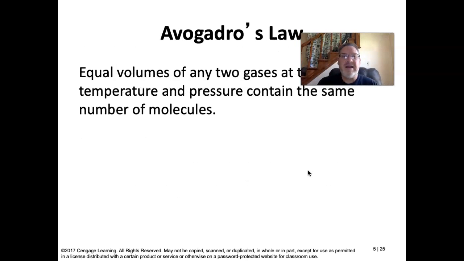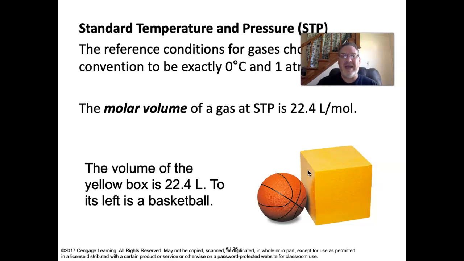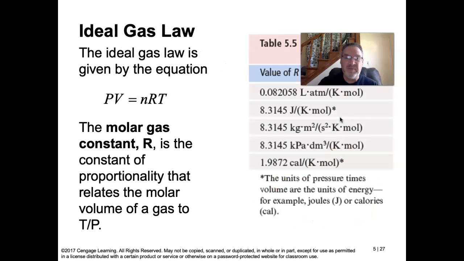Avogadro's law, now we introduce moles. It's a relationship between volumes and moles and number of molecules. And here's the key. We're looking for what we call a molar volume. And at these conditions, 0 degrees Celsius, 1 atmosphere, the molar volume is 22.4 liters per mole. And that's regardless of what gas you're working with.